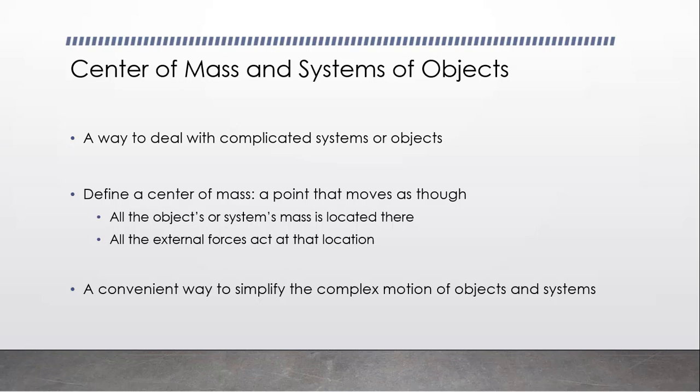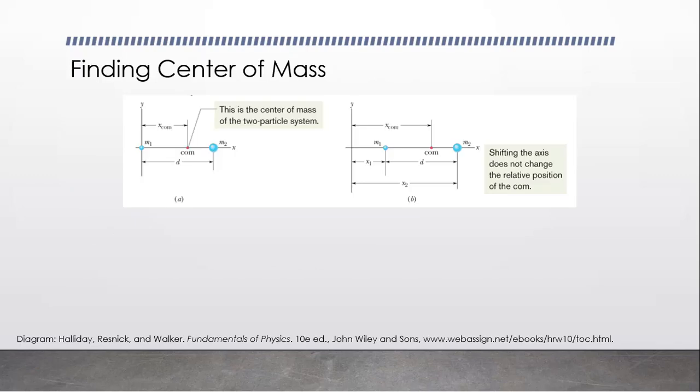This is actually a convenient way to simplify the motion of objects and systems, particularly if that motion is very complex. Say a rotating metal disc, or 3 or 4 objects that are moving in space, maybe the moon orbiting around the Earth, which orbits around the sun. A complex motion of a set of objects that, if we define center of mass to describe that system, it becomes a little bit easier to describe that system. So let's look at ways to find the center of mass.